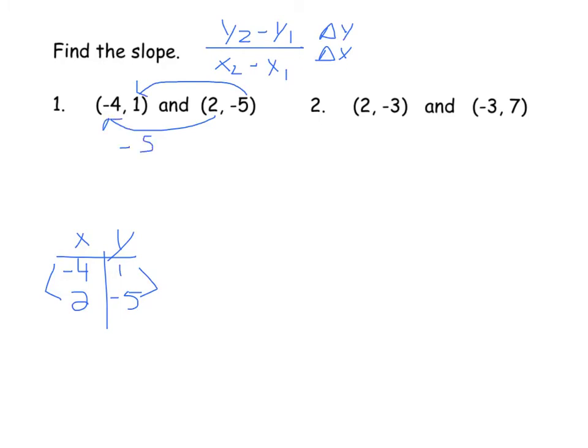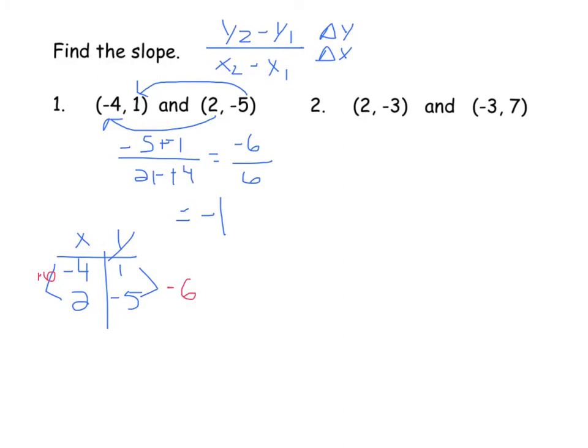So negative 5 minus 1 over 2 minus a negative 4. So negative 5 minus 1, keep, change, change. That's a negative 6. Keep, change, change. That gives us 6. So this slope is a negative 1. And again, if you like using a table, from 1 to negative 5, we are going down 6. From negative 4 to 2, we are going up 6. So negative 6 over 6 is still a negative 1.